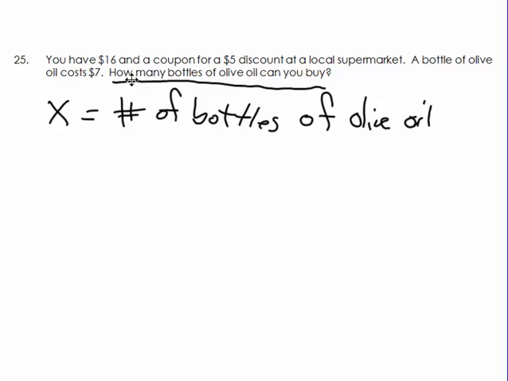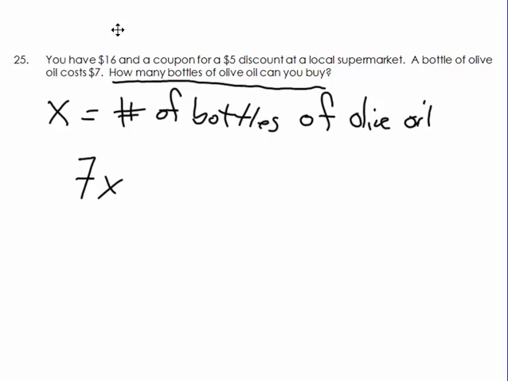Now, that's what I'm looking for. Now I'm going to go back and read the scenario. You have $16 total. You also have a coupon for a $5 discount. One bottle of olive oil costs $7. Well, if I had 2 bottles of olive oil, that'd be $14. So really what I want to do is say 7, the cost of my olive oil, times my number of bottles. So I'm going to say 7x.